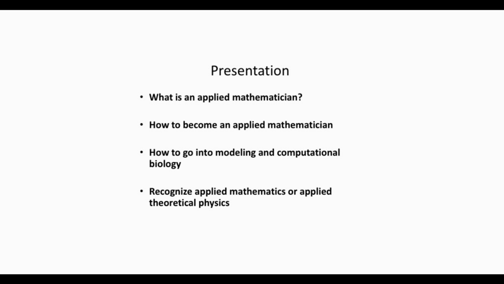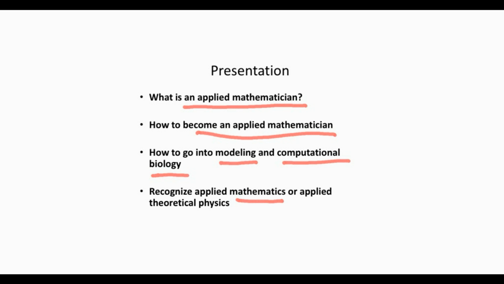So let's ask a few questions. First of all, I would like to discuss what I think an applied mathematician is. Second, how to become an applied mathematician through studies at a graduate level and undergrad level. And specifically, I would like to discuss the recent direction of modeling and computational biology, which I think has really renewed the notion of what an applied mathematician is. And finally, we can ask how to recognize whether somebody is doing applied mathematics or not.